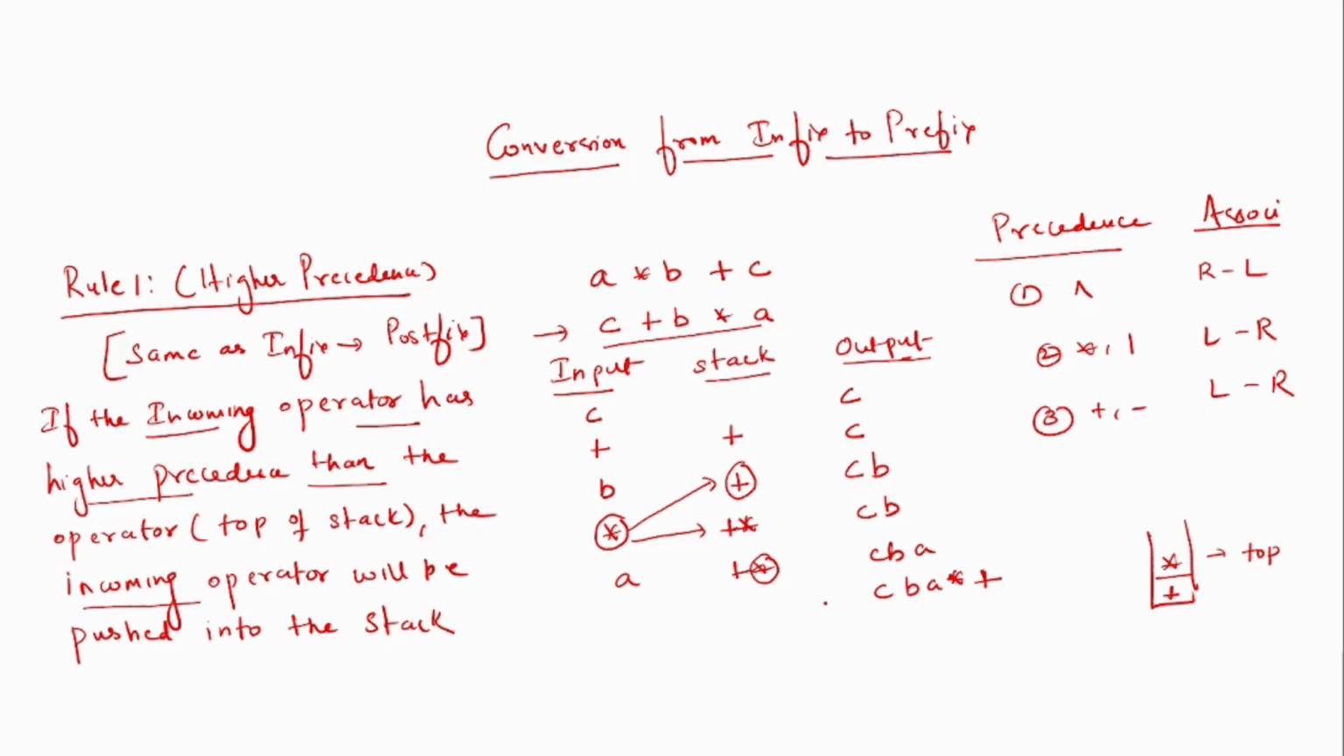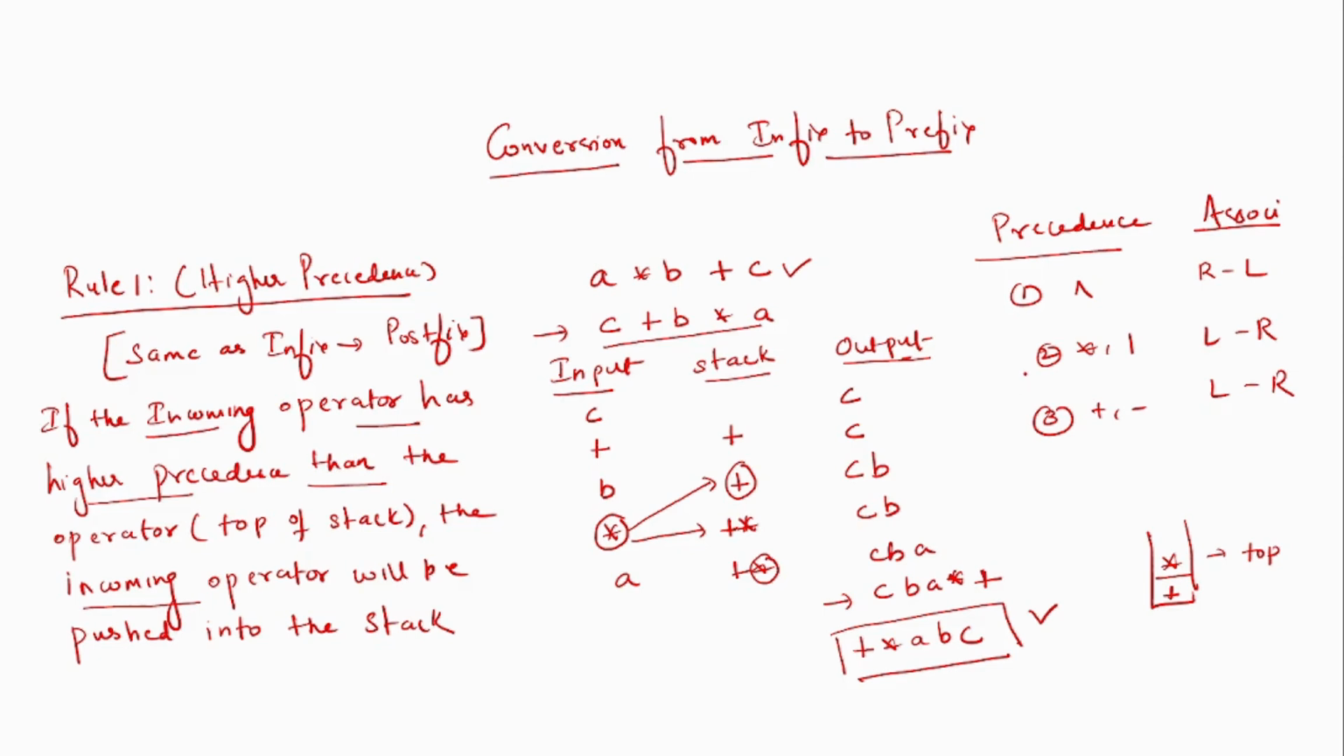Now we need to reverse this expression. I'll say here plus star A B C. This is our prefix expression for this infix expression. Hope you have understood rule number 1, which is called higher precedence.